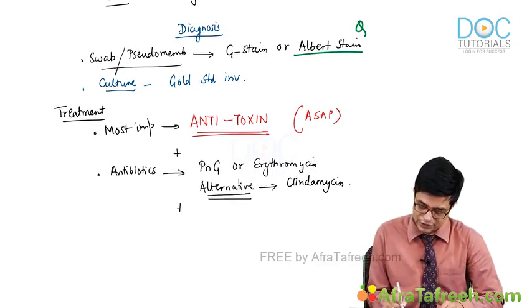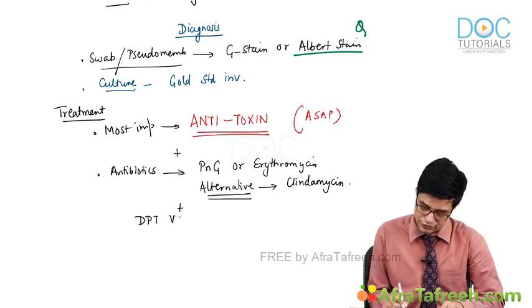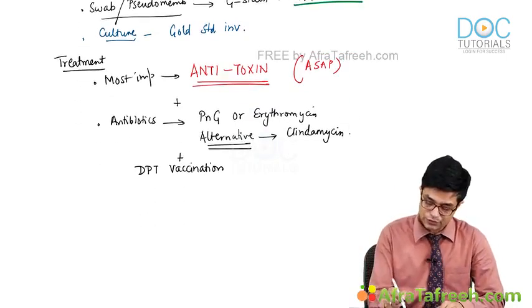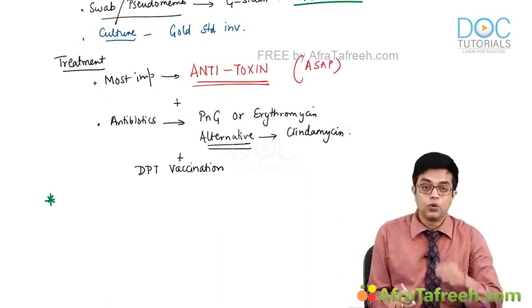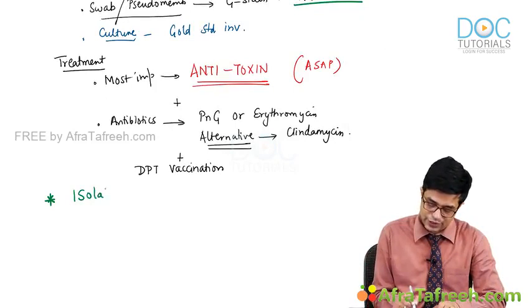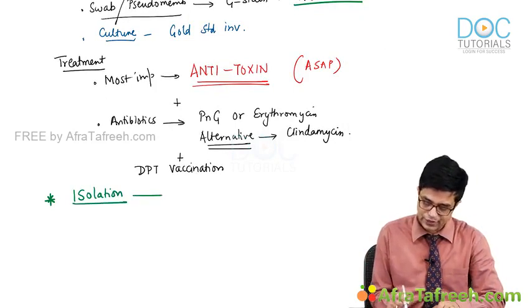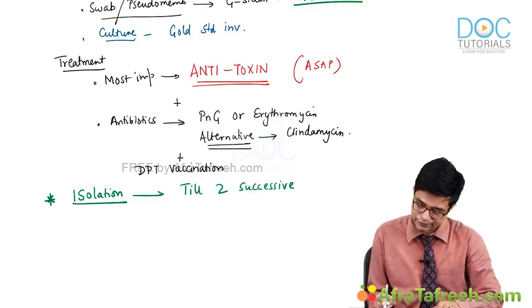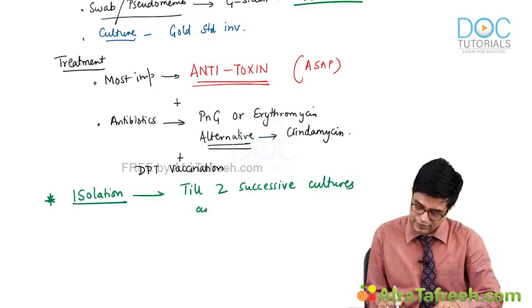Plus these patients, because they are susceptible, you need to put them on DPT vaccination as well if it has not been given so far. So, DPT vaccination will also be given. And a potential MCQ, I am putting a star, MCQ Pearl. What is the time for which the patient should be isolated? So, period of isolation in diphtheria. The period of isolation in diphtheria will be till 2 successive cultures are sterile. What does it mean?